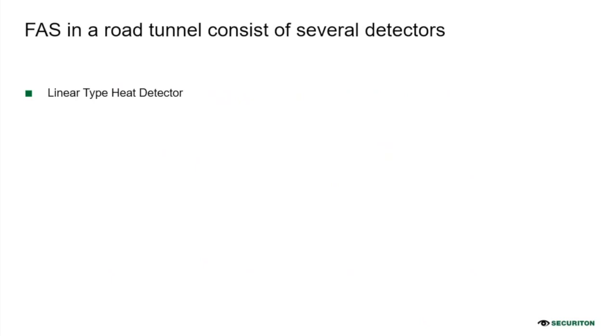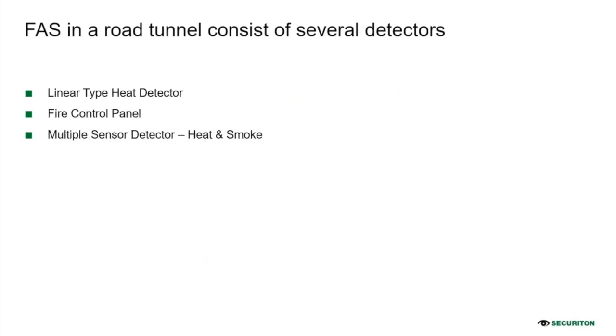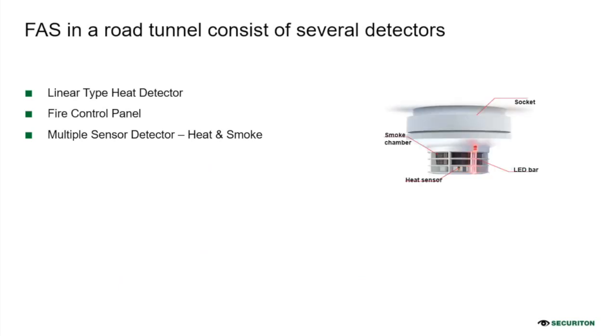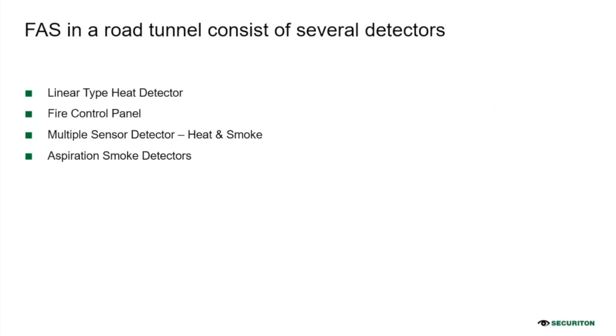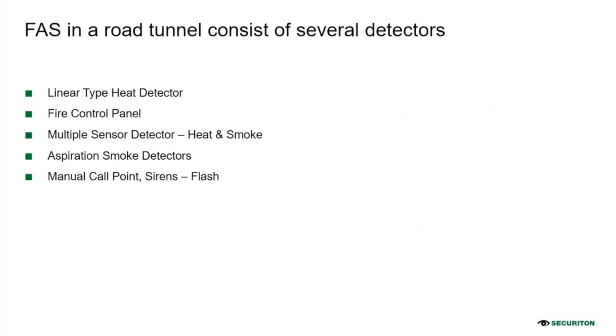Then we are not talking only about a linear heat detector in a tunnel. We also need to protect different other rooms. Therefore, we need a fire control panel. We need a multiple sensor detector that is able to detect smoke and heat in combination. I'll show you why. Also, aspiration smoke detectors, which are quite high sensitivity smoke systems, are also needed in some of the applications, which has a very big advantage if you use this kind of technology. And also, finally, we have manual call points, sirens, and flashlights inside the tunnels that also need to be controlled and connected to a fire control panel.